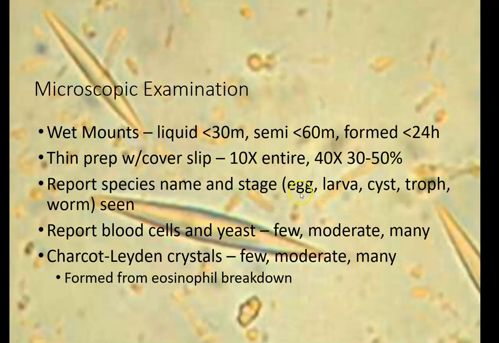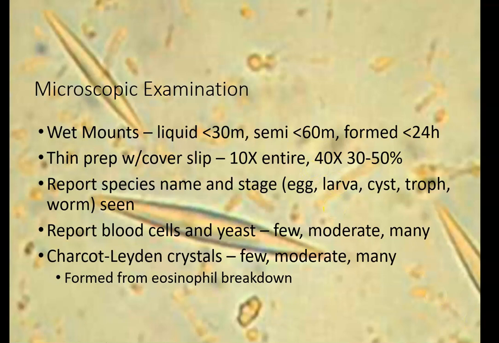If you see larvae, you see little, I like to call them teen worms. If you see any worms, if you see cysts, if you see trophs, if you see any eggs, you have to report them out, and you have to actually tell them what the species of the organism is and then what stage it is. And then, of course, if you see any yeast or red blood cells, you have to tell them what they are.